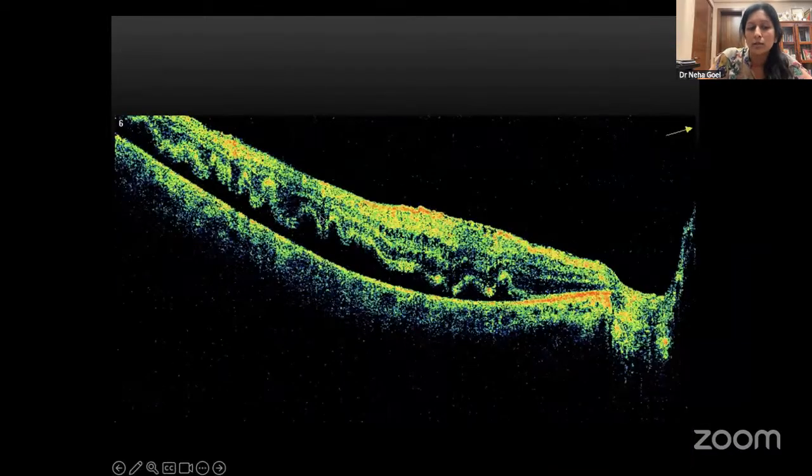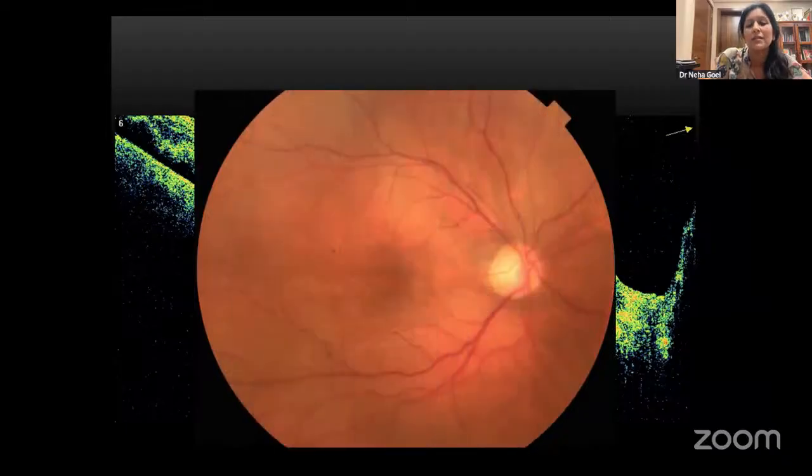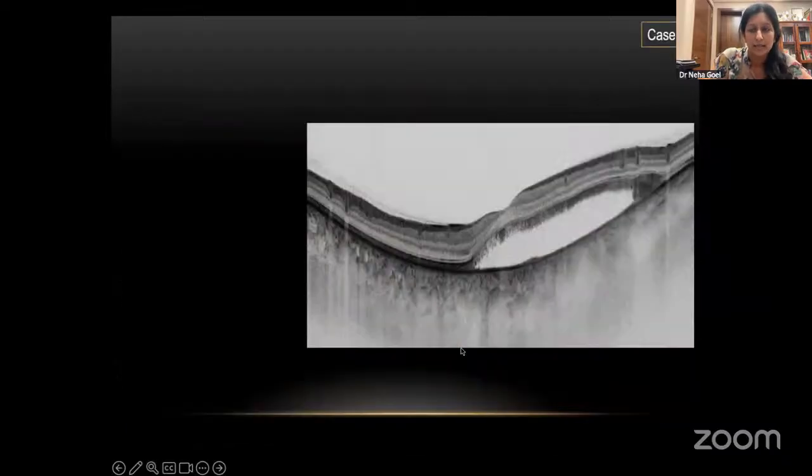If you look at the OCT picture, again, you see these retinal folds, the inner retinal corrugations and intraretinal edema, which you will not see in CSC. And believe me, we've seen a lot of cases of shallow retinal detachment being referred as CSC. Here is the inferior RD, as you can see.